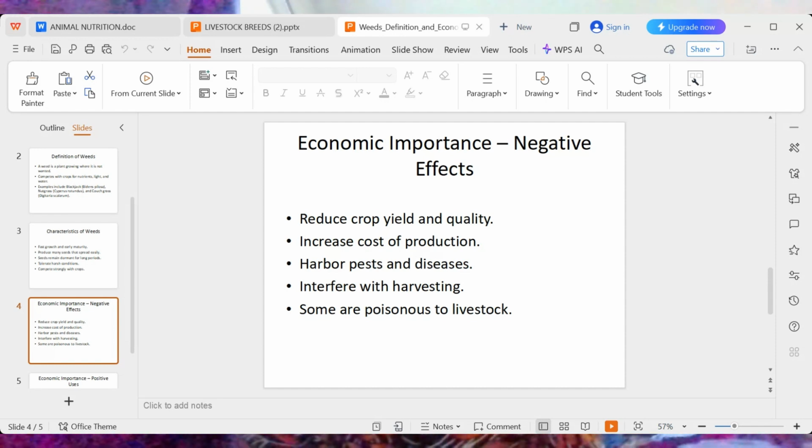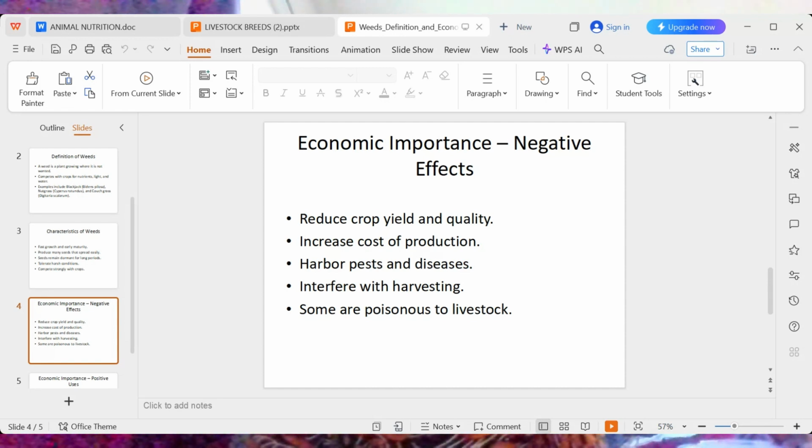Another one is that some are poisonous to livestock. Some of the weeds are poisonous when consumed by the livestock. Examples of poisonous weeds are datura and also Mexican marigold. It is so poisonous. When livestock consume it, it may affect the livestock and it may lead to death. That's the economic importance on the negative side of the weeds.